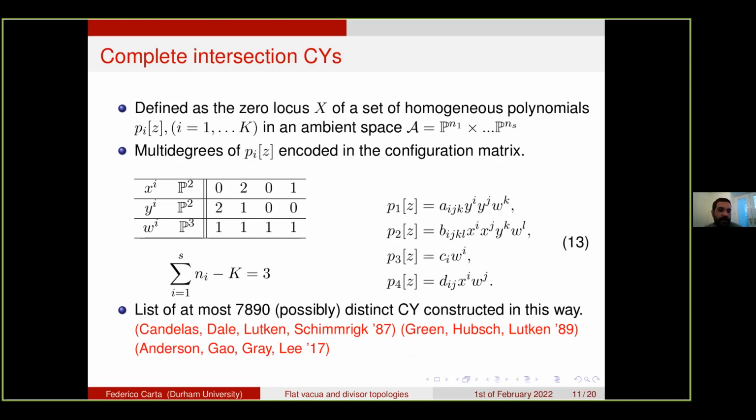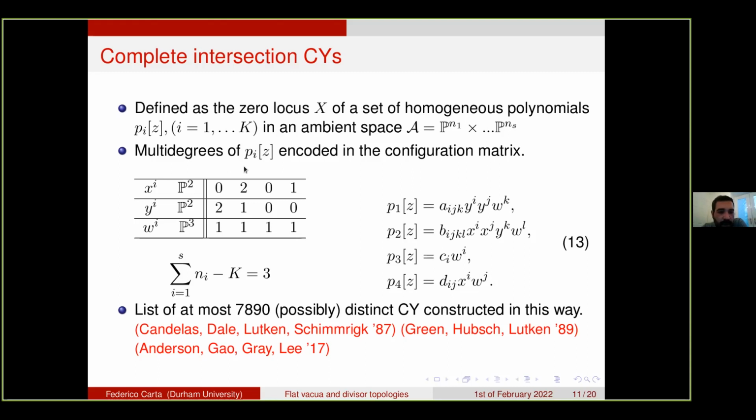So this is a very famous database of Calabi-Yaus defined as the zero locus X of a set of homogeneous polynomials in an ambient space that is given by a product of complex projective spaces. The multi-degrees of the polynomials are encoded in a configuration matrix where in every column we have a different polynomial, and in every row we have a different ambient space factor.